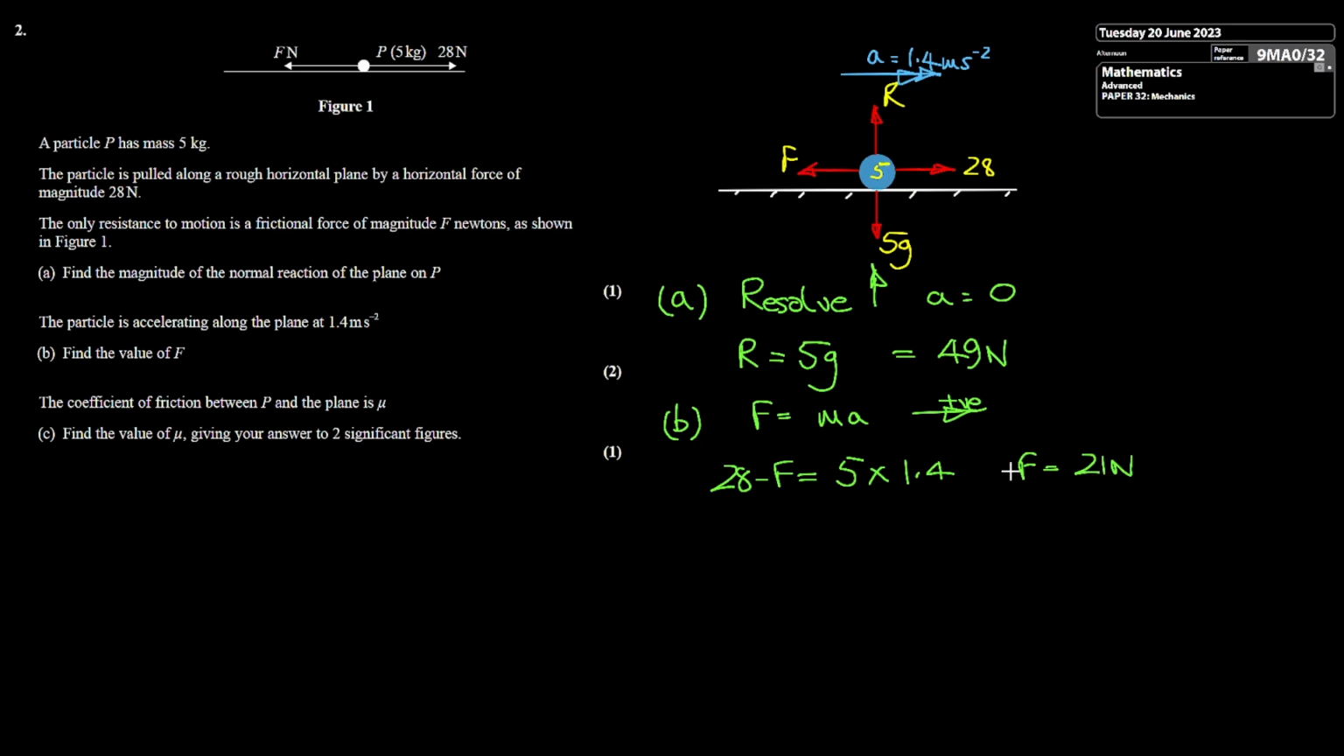It's always good to check that your answer is roughly sensible. Yes, the acceleration is to the right, and the friction force is less than 28, so it proves that we've certainly got a force of the right magnitude.